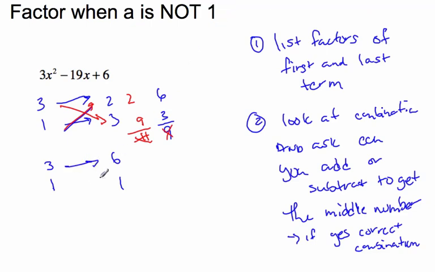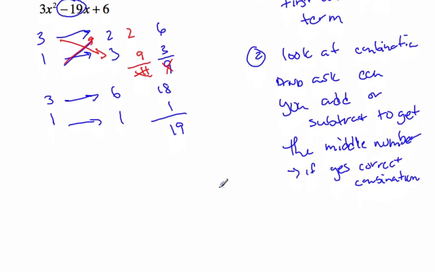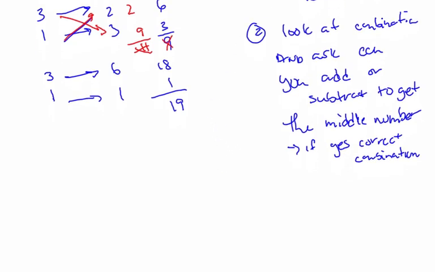I can go across: 3 times 6 is 18, 1 times 1 is 1. Can I add or subtract those to get negative 19 somehow? Sure can. That's a good thing, and now I have to try and write it out so that it makes sense.